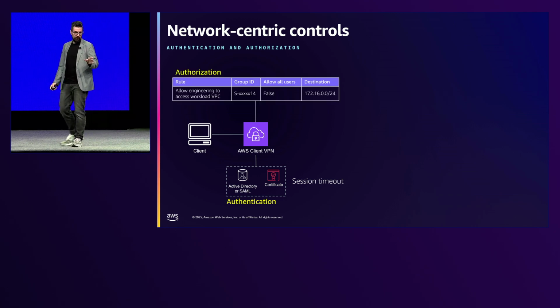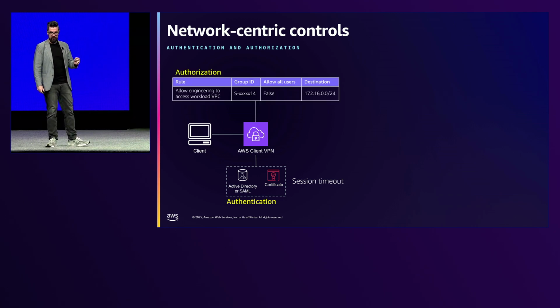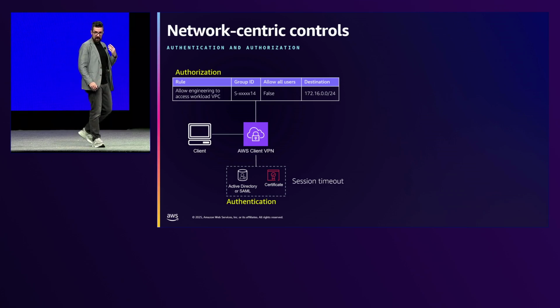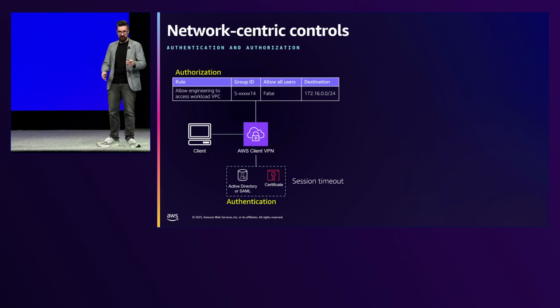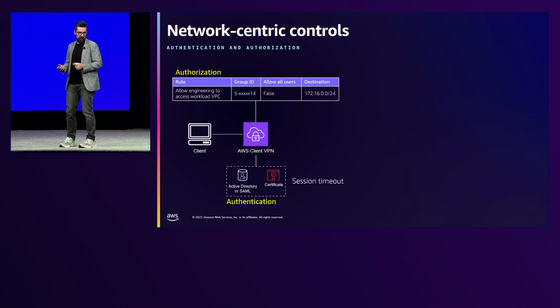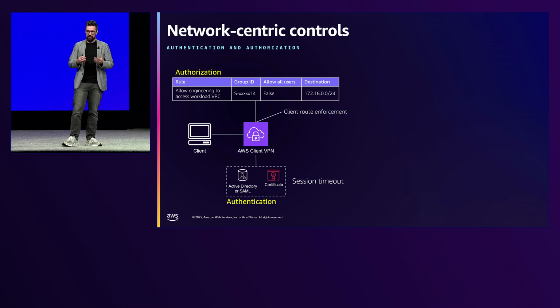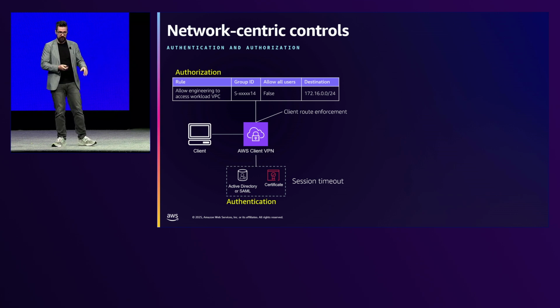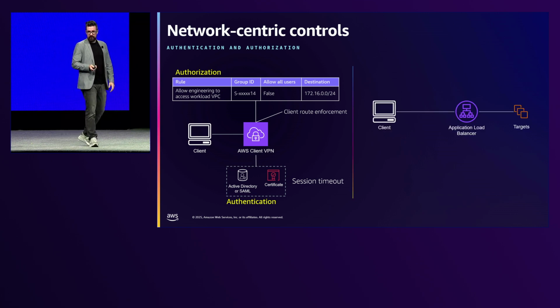This is also where we'll bring in the idea of authorization. Authorization being, in this case, if I'm a member of a particular group, I can access a given network CIDR. So we can do that on a VPN. We've got some other controls here as well, like client route enforcement to prevent us from leaking our routes out locally. We can also do this on an ALB.